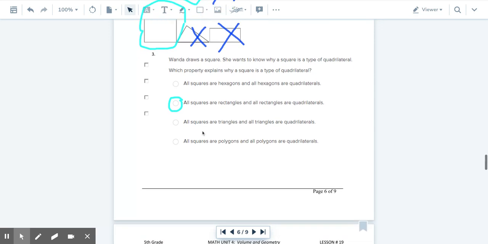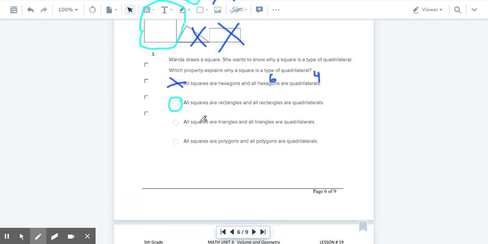Wanda draws a square. She wants to know why a square is a type of quadrilateral. Which property explains why a square is a type of quadrilateral? All squares are hexagons, and hexagons are quadrilaterals. Well, a quadrilateral has four sides and a hexagon has six. So this statement is incorrect, and it cannot possibly be our reasoning.